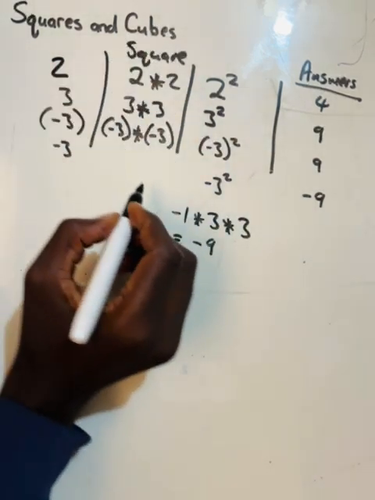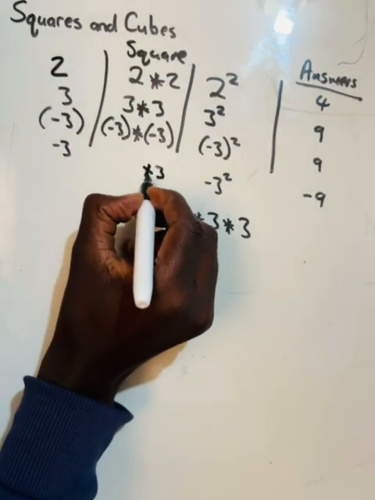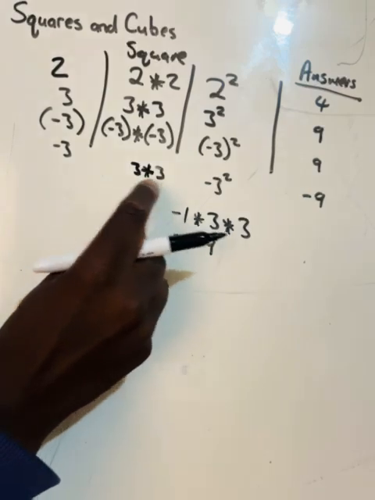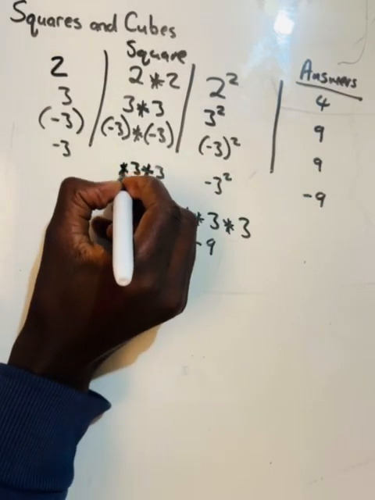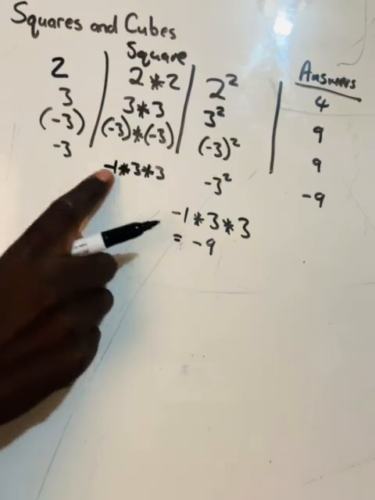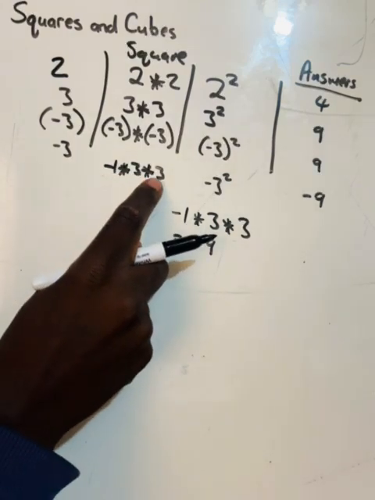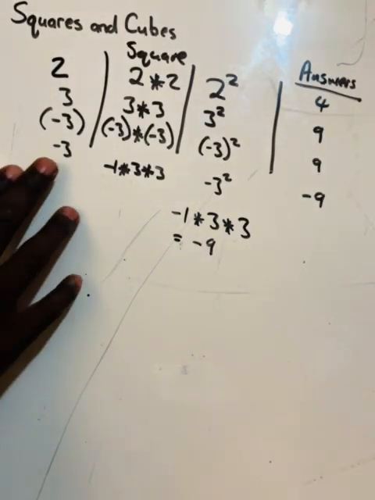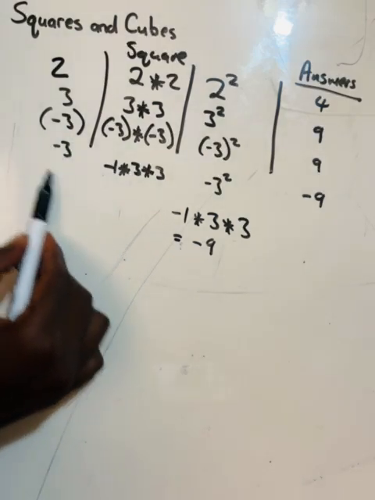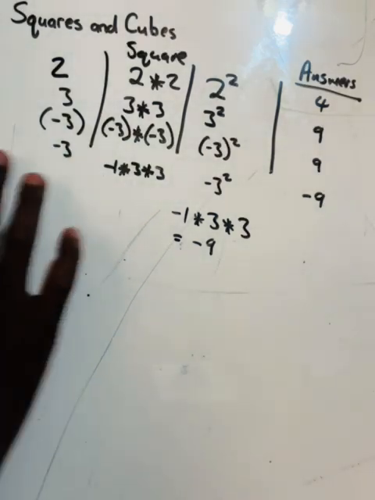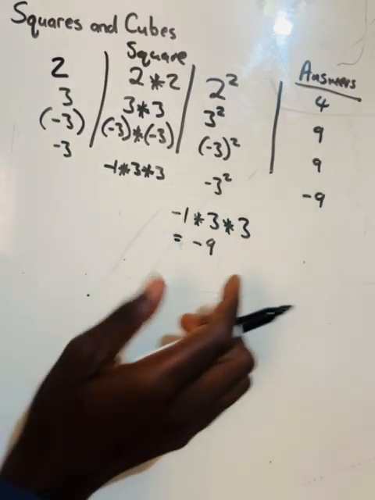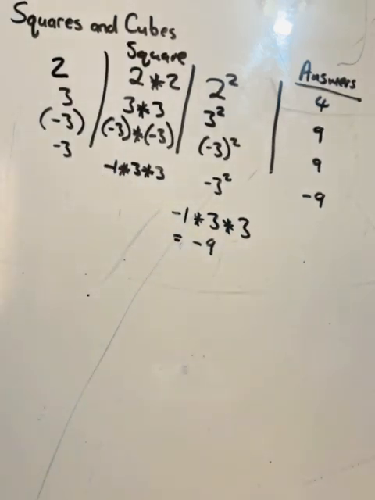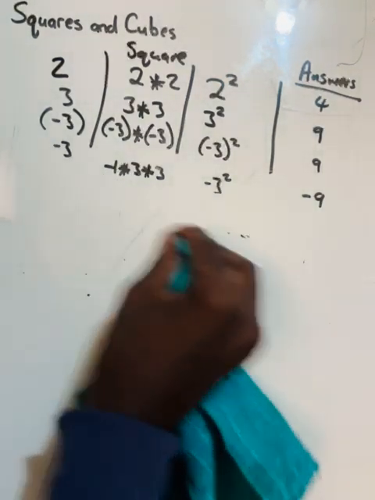What was being squared were the positive 3's. But before these positive 3's, there was a negative 1. So it was negative 1 multiplied by positive 3 multiplied by positive 3, which gave us this negative 9. I hope that makes sense. So that in the future, whenever you encounter a number that does not have brackets, a negative number, please, you must know that there is an invisible negative 1.